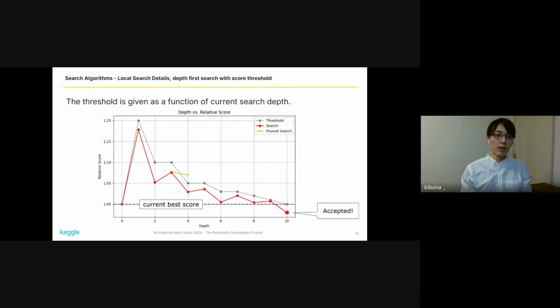The DFS acceptance threshold was like this plot. Higher tolerance at the shallow depths and gradually tightening at the deeper levels. This approach maybe resembles simulated annealing in that it allows escaping the local optima on a smaller scale, but this is a deterministic search.